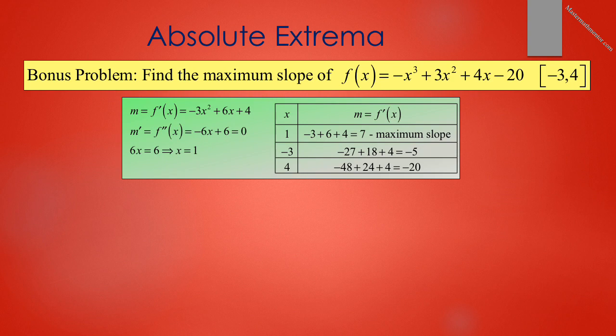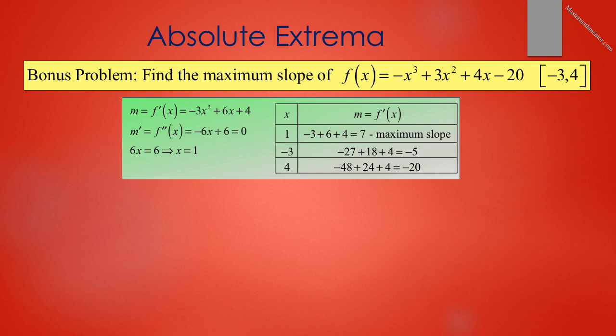So in this case, we have our slope, which we know is f prime of x, and that is equal to negative 3x squared plus 6x plus 4. We then take the derivative of the slope, which turns out to be the second derivative of f, getting negative 6x plus 6. We set that equal to 0, and we get 6x equals 6, and therefore x is equal to 1. So we have three possible locations for the maximum slope of our function: x is equal to 1, negative 3, and 4.